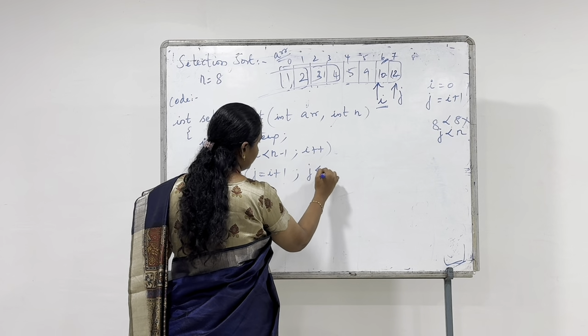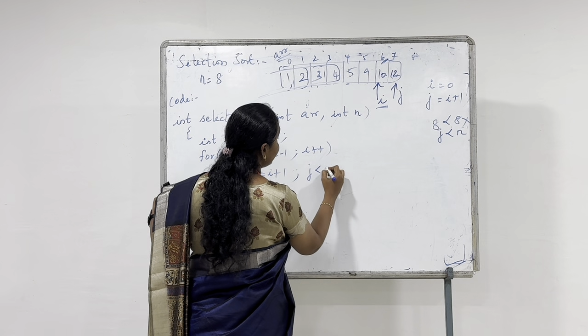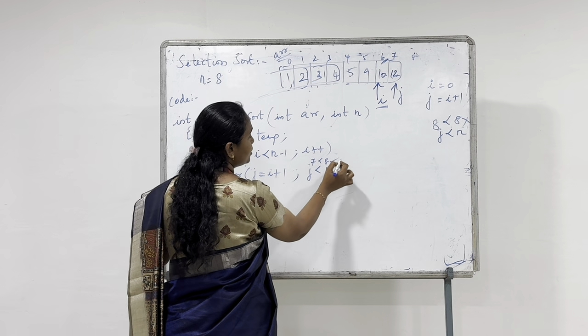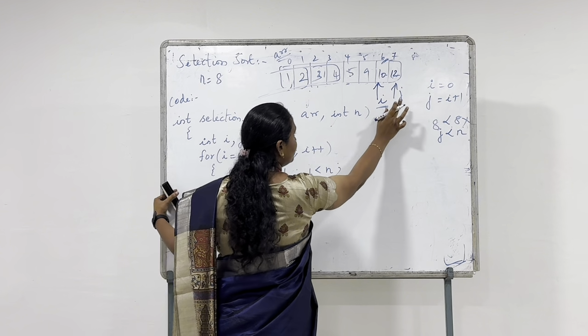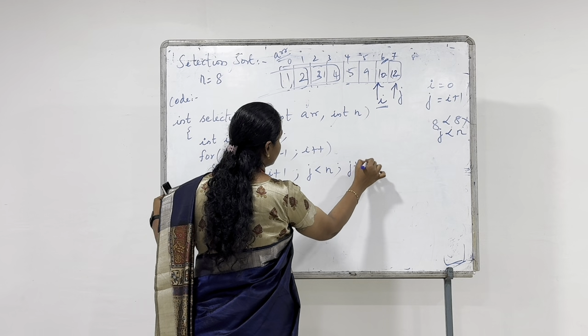So j should start from I plus 1. j should be less than n, that is 7 should be less than 8. This is the condition, right? So j should go up to this value. So j is less than n and then j plus plus.